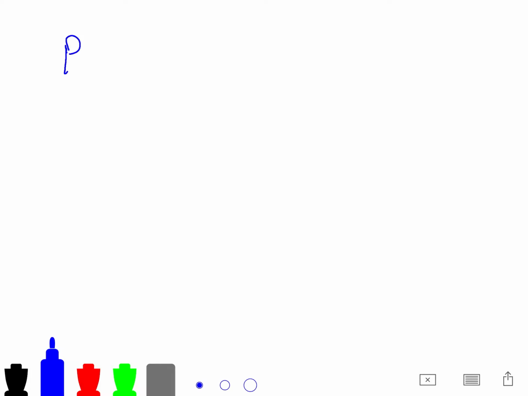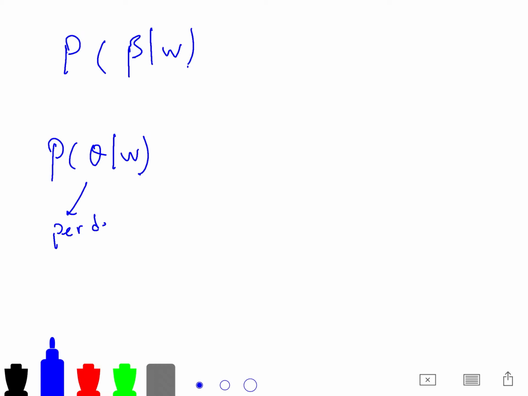For example, the distribution over words is P of beta given your word distribution. And the distribution over topics is theta given W. And this is done per document. For example, you have topic words like cat, like dog, like politics, and any of them has a different number. So it's a distribution.